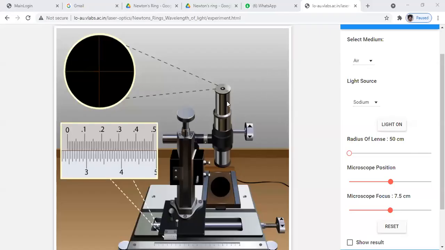I will share the simulation link in 2-3 minutes. Before that, I'll explain how to use that simulation first. Yeah, it is here. Is the screen visible? Yes, sir.